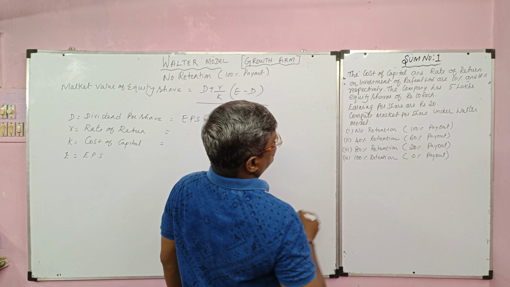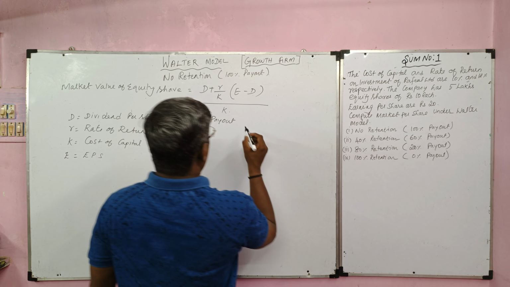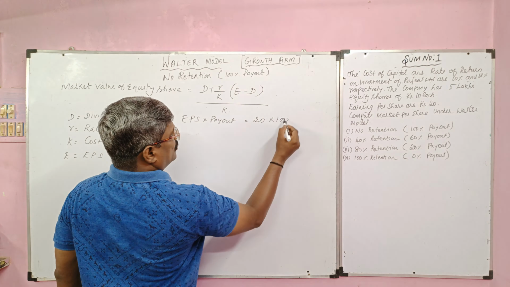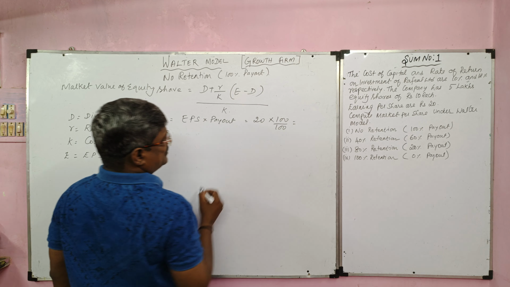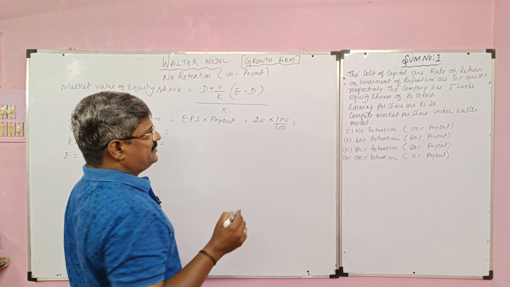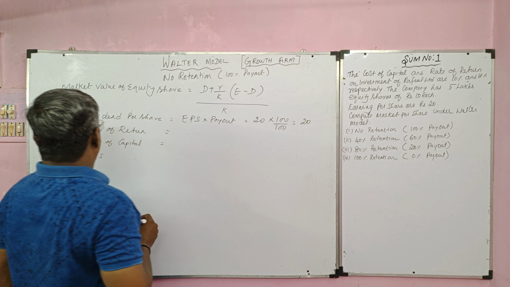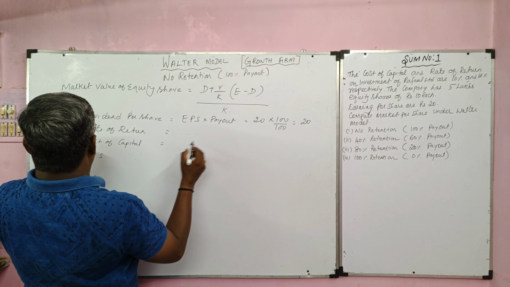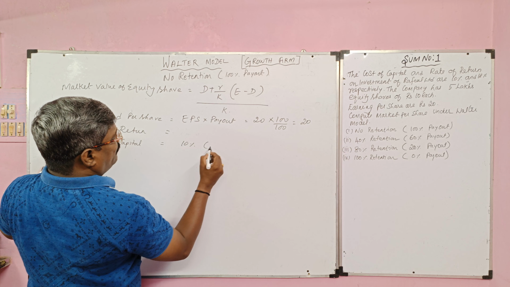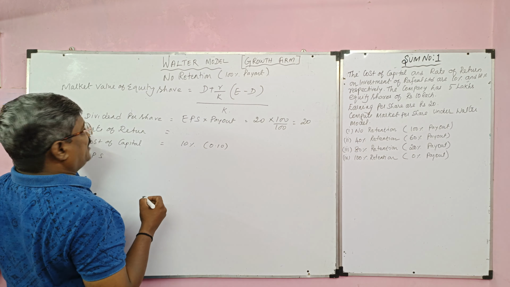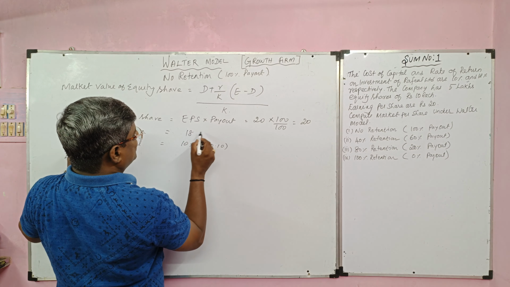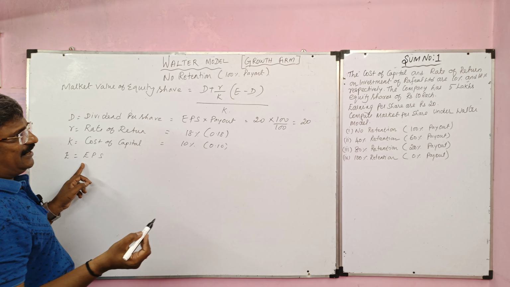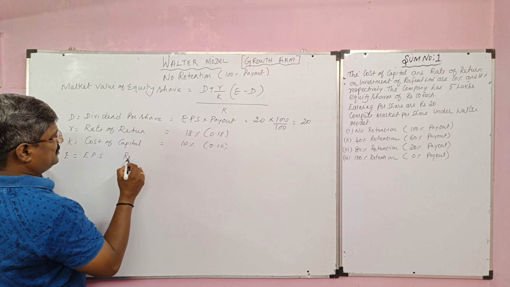EPS is given in the question. Where is the earning per share? 20 rupees. The payout ratio is 100%. So total EPS is paid to the shareholder as dividend. Then rate of return and cost of capital. Cost of capital 10%. We can write it as 0.10. Rate of return 18%. We can write it as 0.18. Then earning per share, it is given in the question. That is rupees 20.